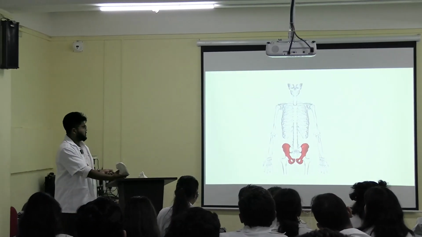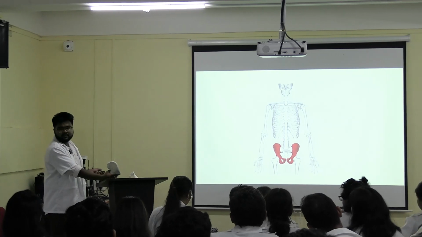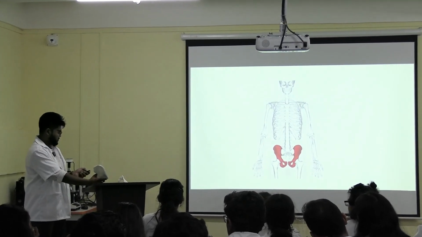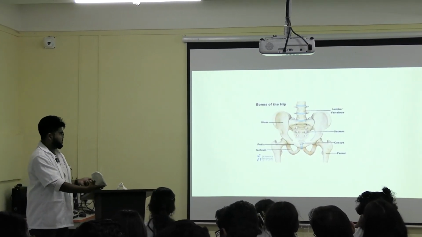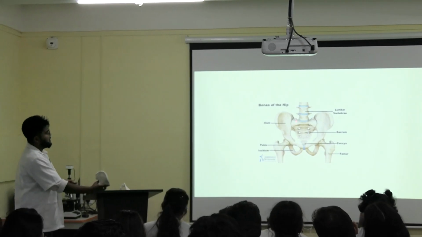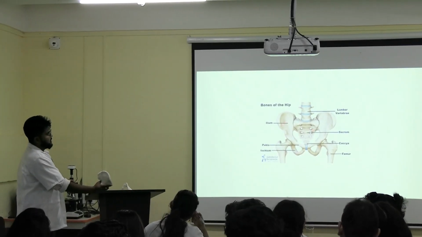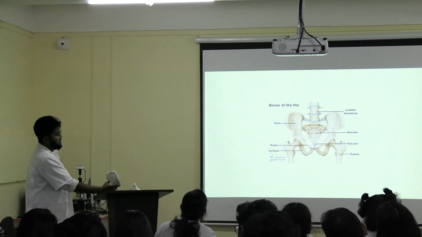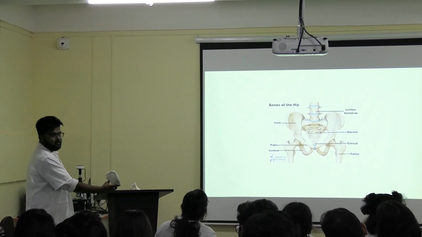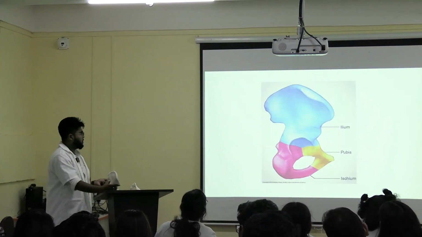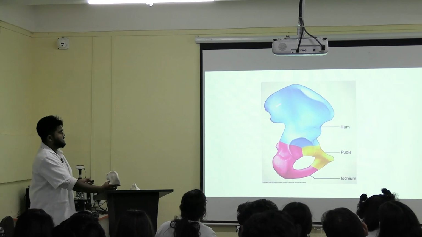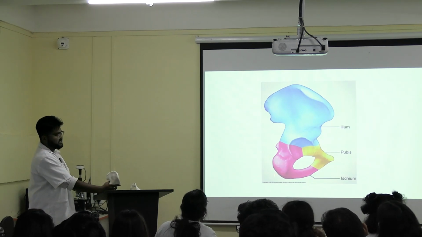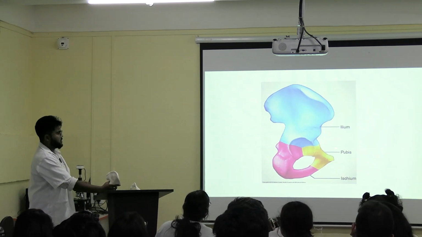So see, this is the location of the hip bone. You can see this is the lumbar vertebra, this is the sacrum, this is the hip bone, this is the ilium part, this is the ischium part, and this is the pubis part.